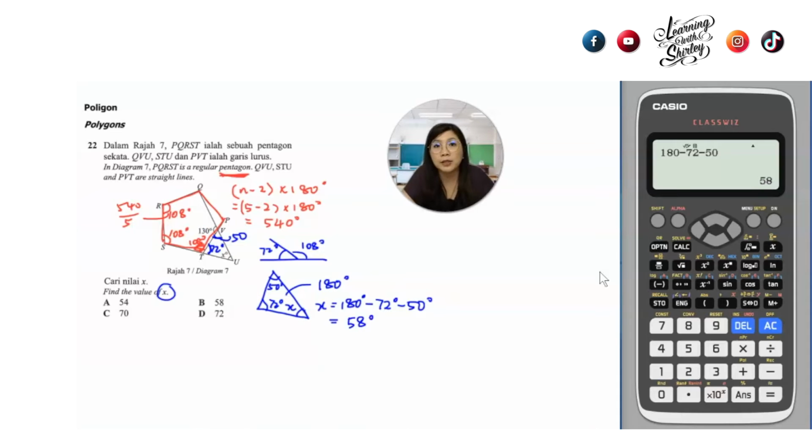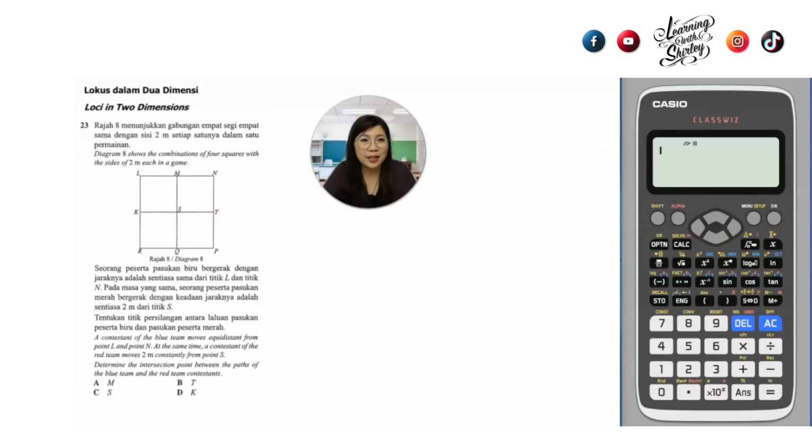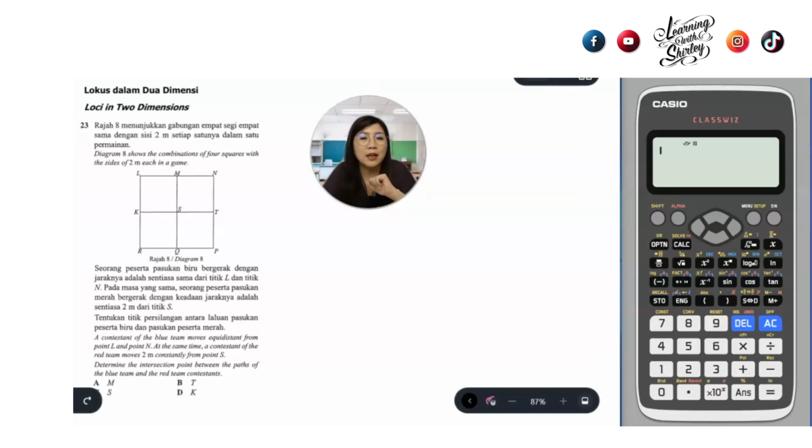And let's look at the options A, B, C, D. The answer is B. Let's look at question number 23. So this question is on loci in 2 dimensions. Remember, when did you learn this chapter? In Form 3, right? Okay. But it came out in SPM 2024, which means that you have to revise back the important topics from Form 1 to Form 3, because they might come out in your paper 1, yeah?